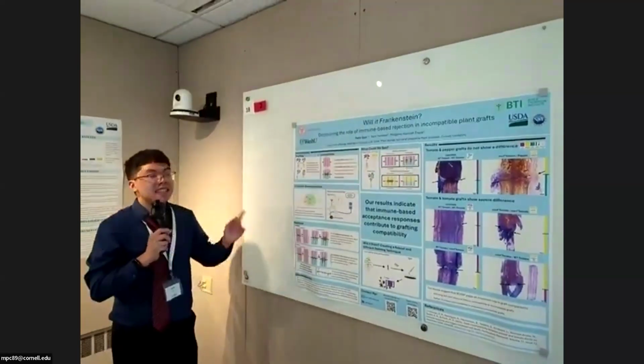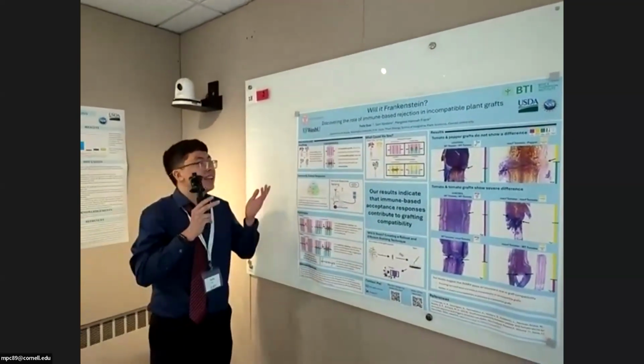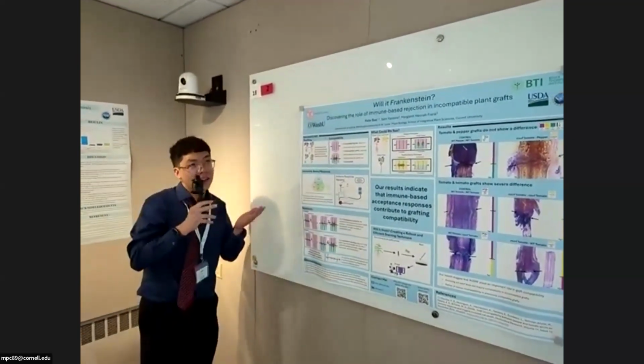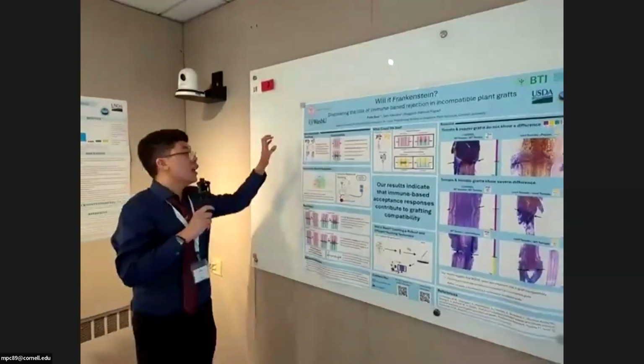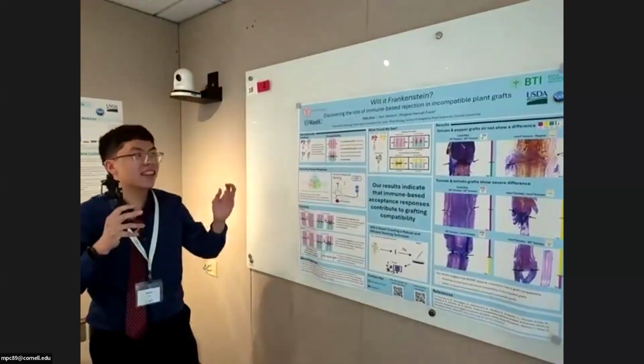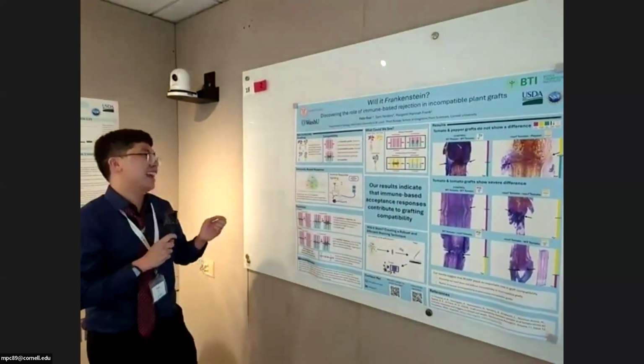So what is grafting? Essentially, it's like Frankenstein. You take different parts of a plant and merge them together. You take the root of one plant and the shoot of another to create a whole new entire plant.